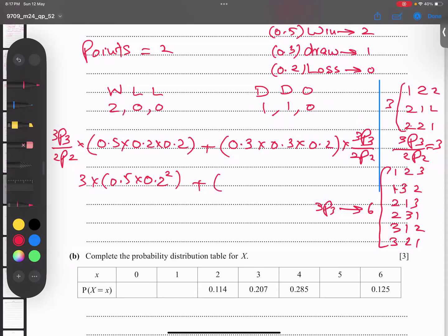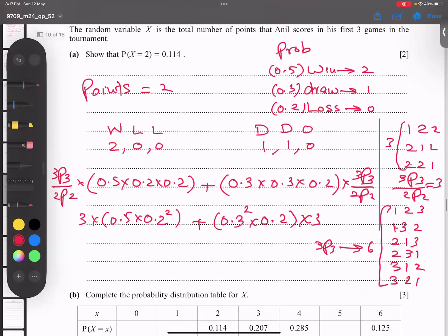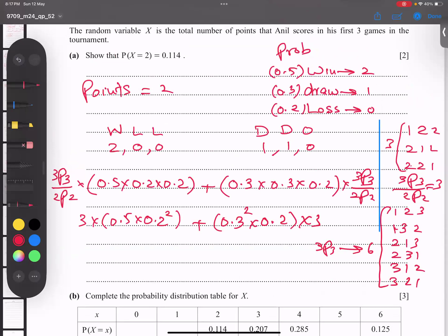And answer, I'm writing 0.3 to power 2 because it's coming 2 times, and 0.2 into 3. And if I type this in calculator, 3 times 2.5 into 0.2 squared plus 0.3 squared into 0.2 into 3. Yes. So answer is coming 0.114. Proved.